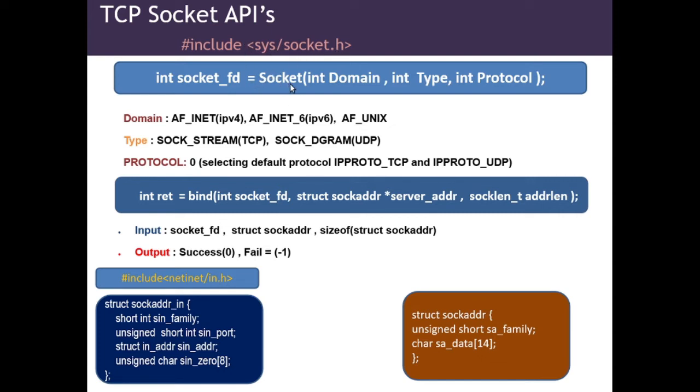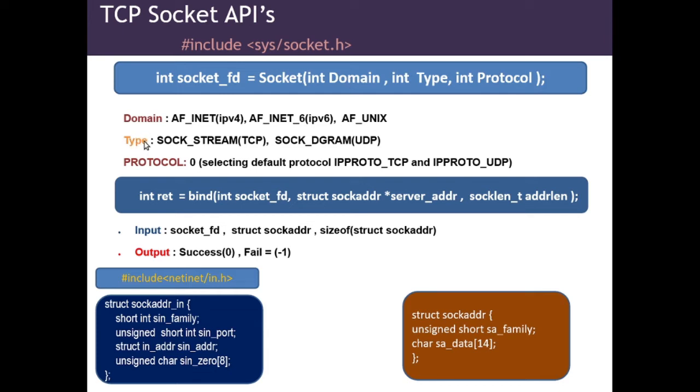The first API is socket. It has three parameters: domain, type, and protocol. In the domain we have various options, like AF_INET for IPv4 data, AF_INET6 for IPv6, and AF_UNIX if we want to communicate between two processes within the same system.